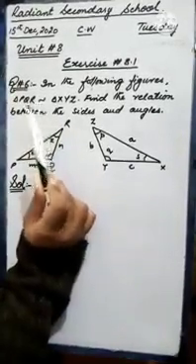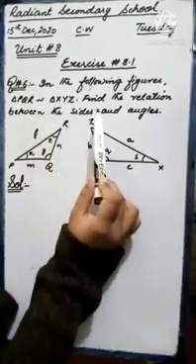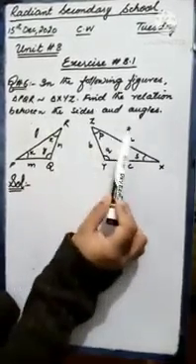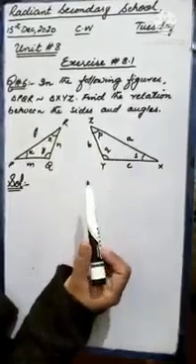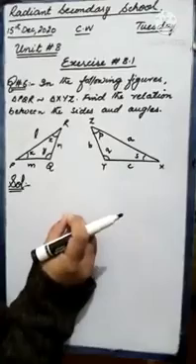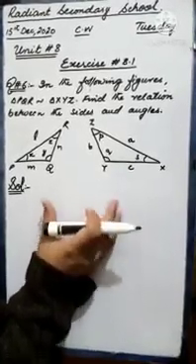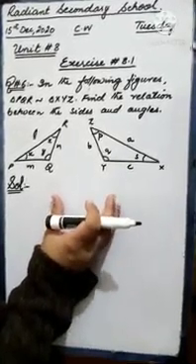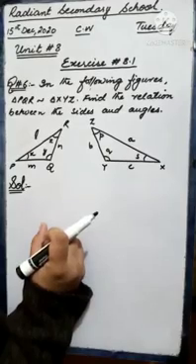It is mentioned in the question. So you have to find the relation between the sides and the angles. Just you have to find the relation. No need to calculate anything. Just find the relation between the sides and angles of these two similar triangles.